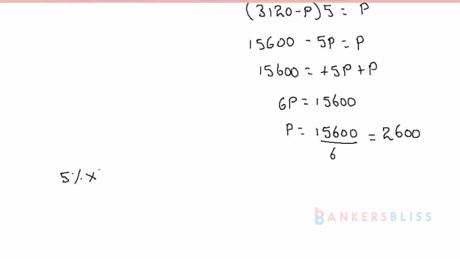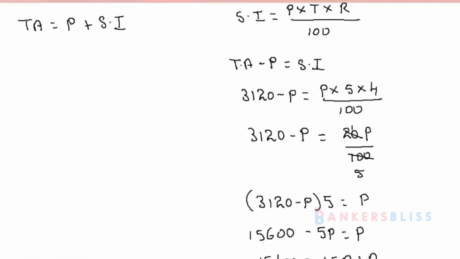5% into 4 years, which is equal to 20%. So that is 20% on the principal amount you have to calculate the rate of interest. So they have given the total amount. Total amount is equal to again principal amount plus simple interest. The amount they have given is 3120.